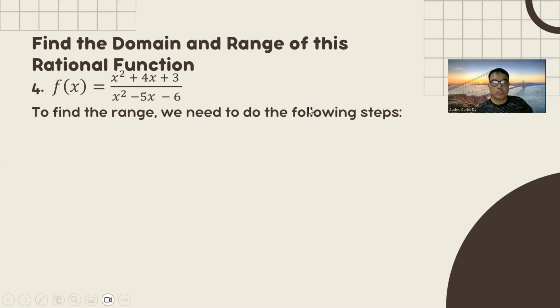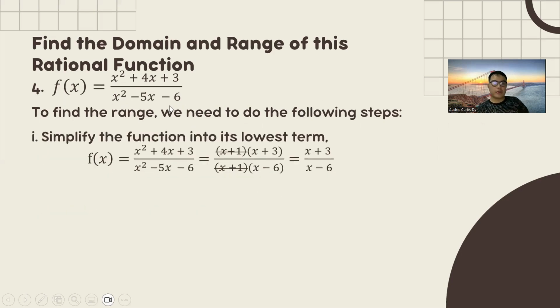To find the range, we need to do the following steps. Okay, so we're going to simplify the function into its lowest term. So, kung dalawa ay factorable, i-factorize na natin. Tapos kapag may common factor, i-cancel na natin. So, x squared plus 4x plus 3. The factors of 3 are 3 and 1. When they're being added together, this will become 4. So, that's why x plus 1 times x plus 3. Then, sa baba, x plus 1 times x minus 6. So, canceling the x plus 1 on both sides, what will remain is x plus 3 over x minus 6.